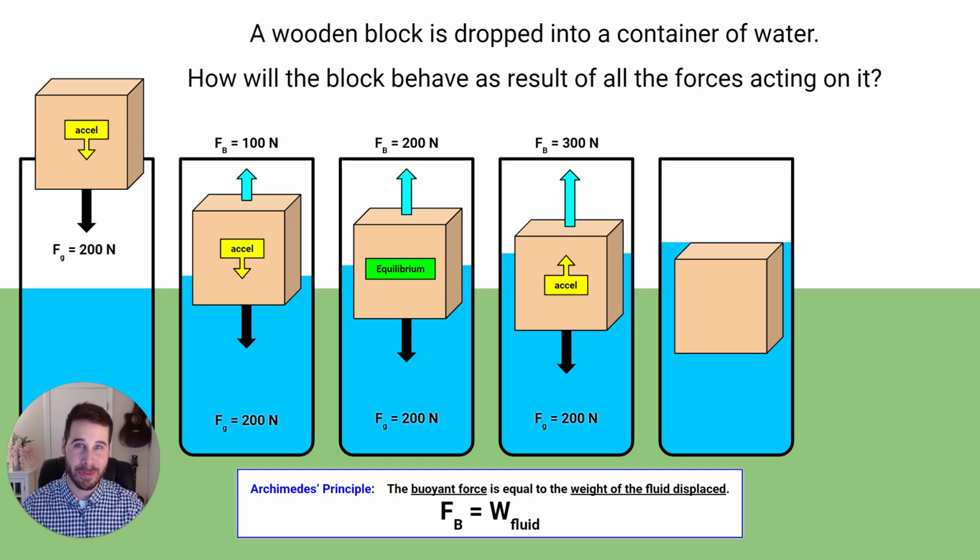Is gravity going to be different in this case? It's not. It's still going to be 200 newtons. We haven't changed any properties of this box, so its weight stays the same. But what about the buoyant force? Well, we're submerged completely, and we're displacing even more water than we did before. So the buoyant force is again going to increase to maybe 400 newtons.